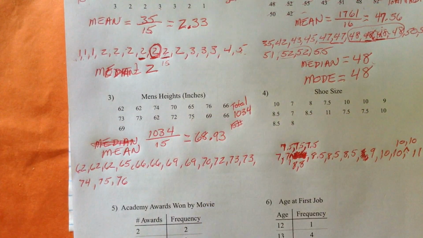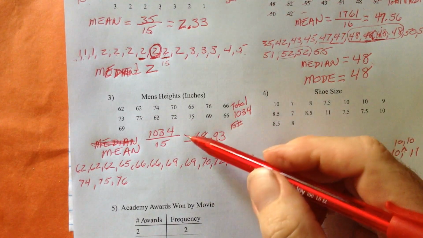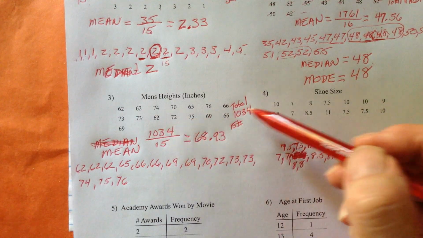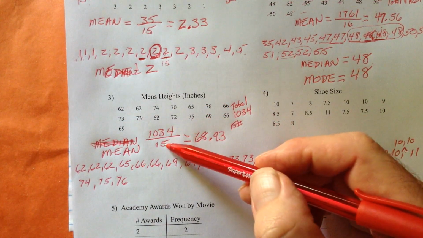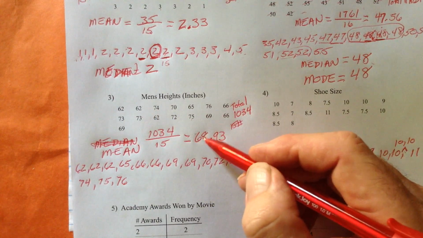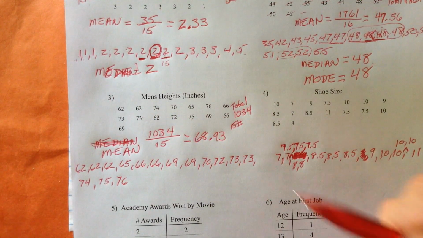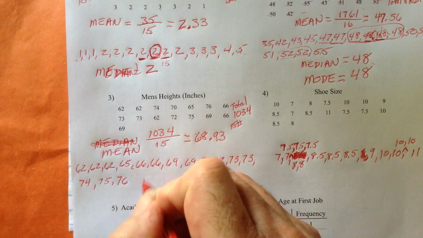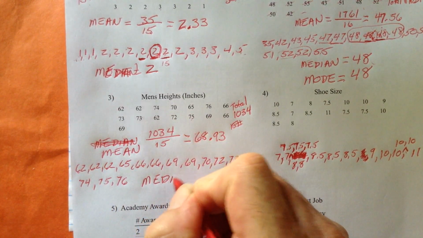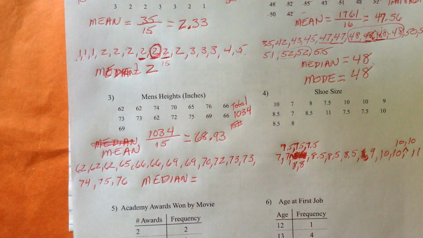Sorry, so that would be the mean, the average. The average or the mean would be the total, 1034, divided by how many there are in the set, 15, and that gives you 68.93. Now the median would be the middle.